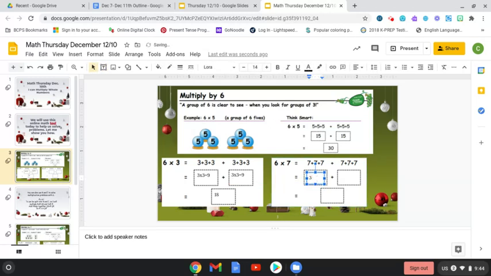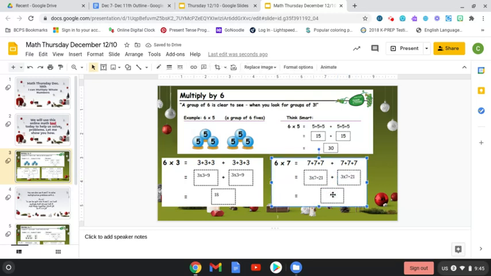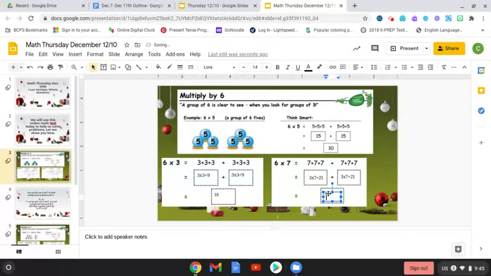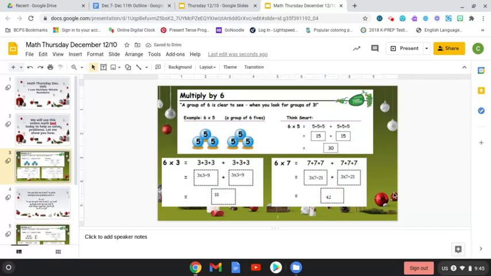So 3 times 7 is 21. And then this is also 3 times 7, which is going to give me 21 as well. So when I add the two 21s together, I get 42. So 6 times 7 is 42.